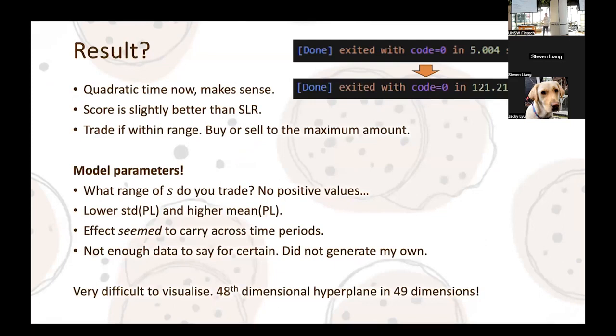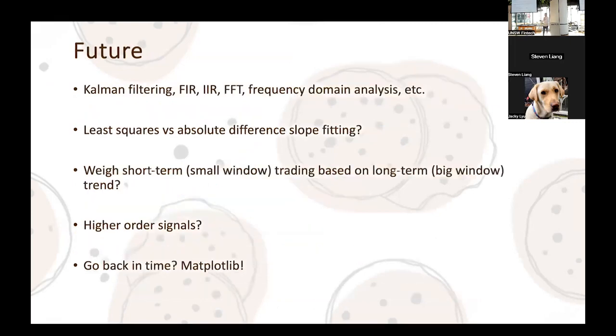The quadratic term now makes sense because we're using every stock to predict each other. The score is only slightly better than simple regression. At the end I fitted some parameters. They seem to carry across time periods. It's interesting, but I don't think there's enough data to conclude. And here are just some ideas I'd like to talk about, maybe looking into the future, like making short-term trades based on long-term trends. That's it. Thank you.